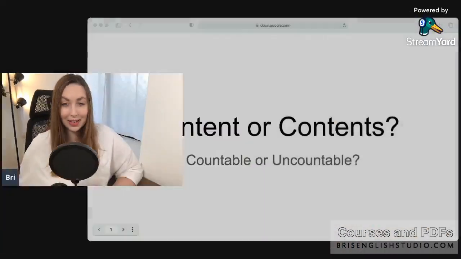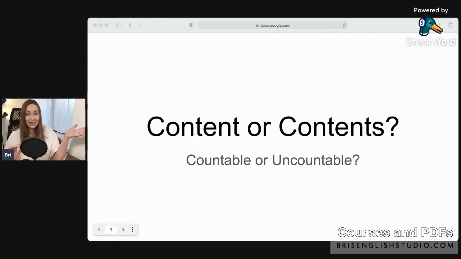So today we are going to look at the difference between content or contents with an S, okay? So is it countable or uncountable? This is kind of a tricky one, right? I'm sure if you've been studying English for a while, you might have heard one or the other or both, okay? So which one is correct, content or contents? Is it countable or uncountable? We're gonna get into it.